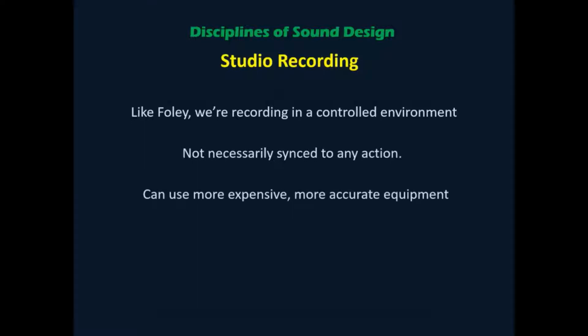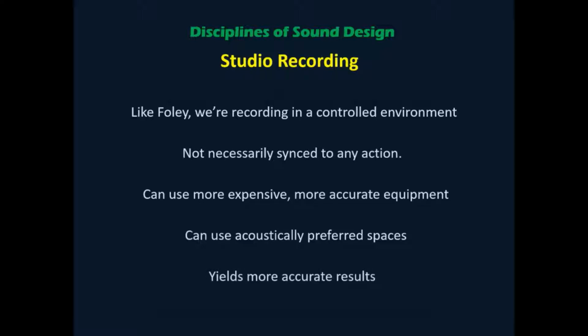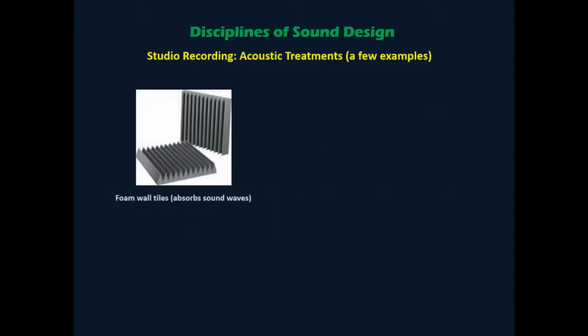And this way, you have the opportunity to also use more accurate equipment, like very expensive microphones that may be too delicate to bring out in the field, or studio equipment that's just very expensive. It's not portable. All right, and again, you have an acoustically preferred space, and you're going to get better results in your recordings because you've gotten rid of reflections by adding acoustic treatments to the walls, for example, like foam tiles. And the more tiles we can add to a wall, the more absorption we'll get.